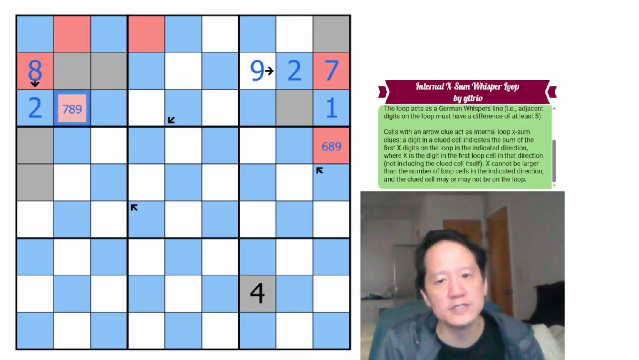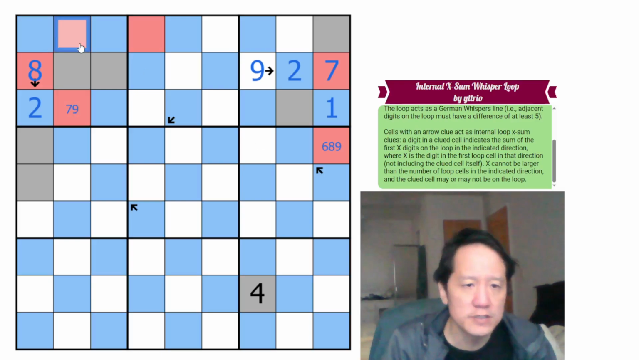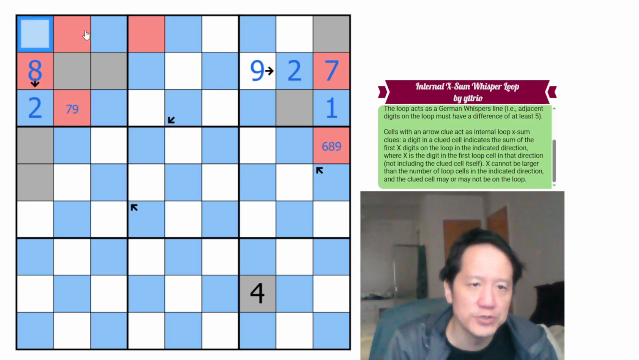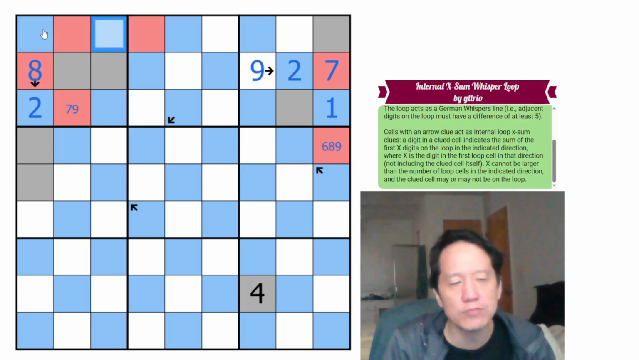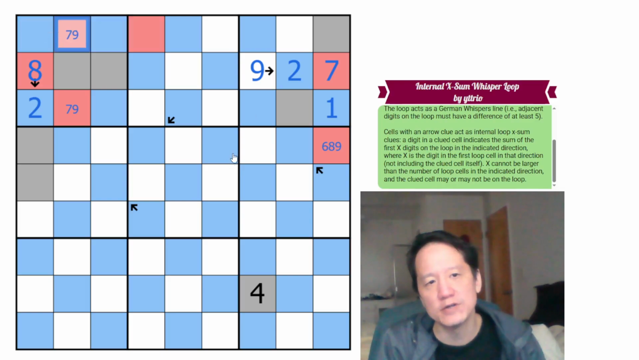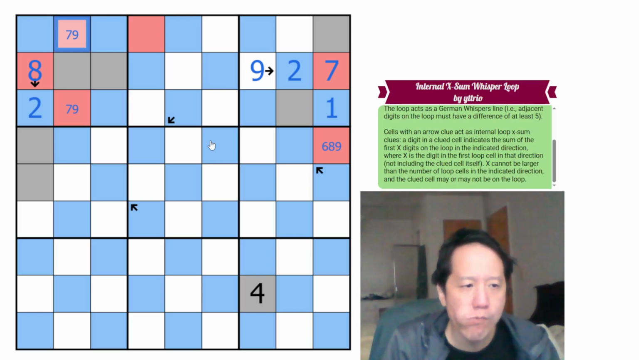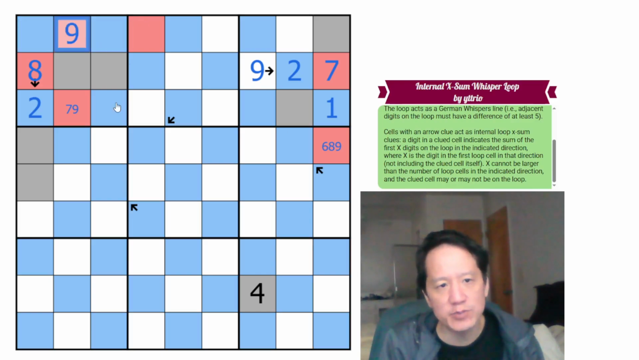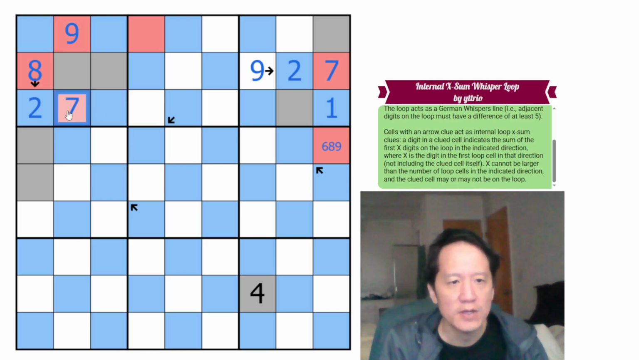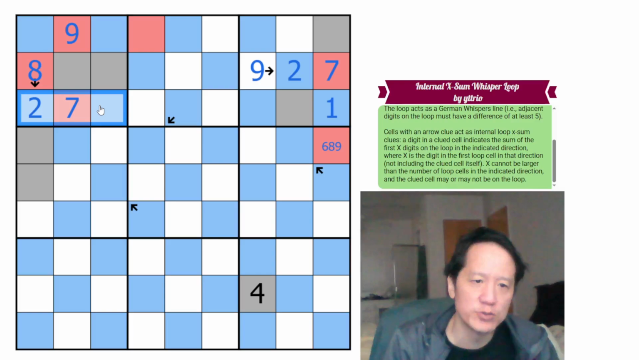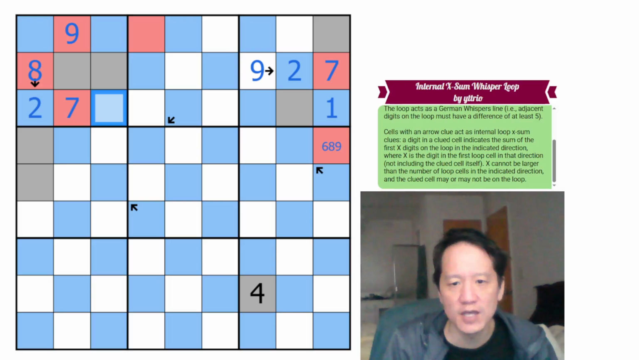This can't be 8 because we already have an 8 in the box. This sees 2 unique digits on a German whisper loop, so this must be 7 or 9 also. This will see 2 unique digits, and on top of that, one of them has to be at least 3. So this cannot be 7, this has to be 9, which makes this a 7. Well, if we tried going this way on the German whisper loop, this would have to be at least 3, and 3 is not 5 away from 7, so this cannot be on the loop.